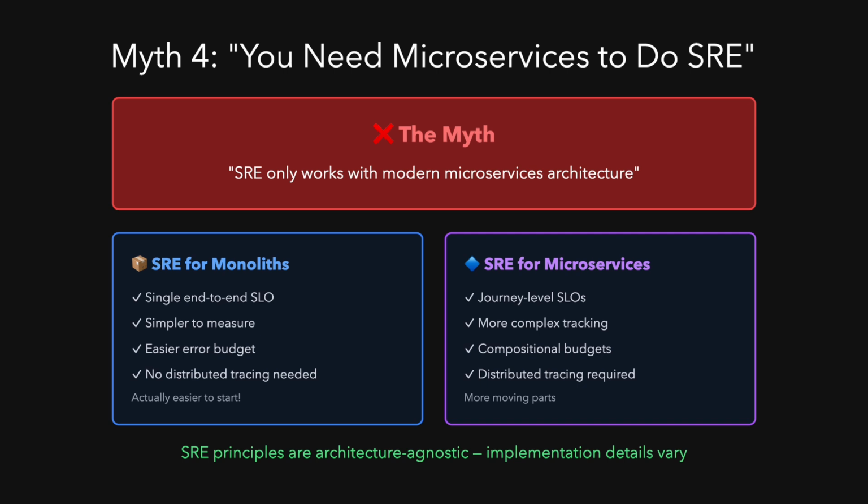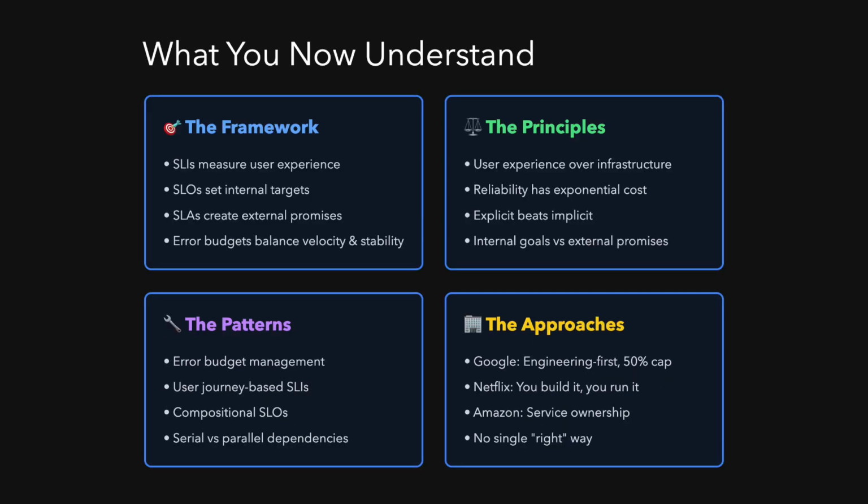Implementation details vary. You now understand the core theory behind SRE. The framework: SLIs measure user-facing service behavior. SLOs set internal reliability targets. SLAs create external commitments. Error budgets balance velocity and stability. The principles: user experience is the only metric that matters. Reliability has exponential costs. Explicit targets prevent conflict. Internal goals must buffer external promises.